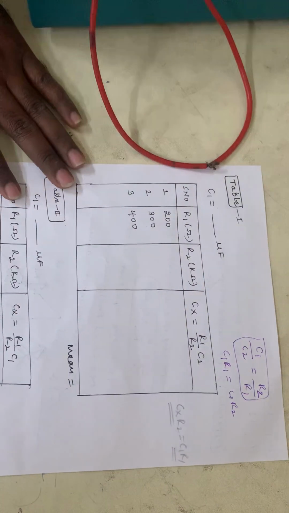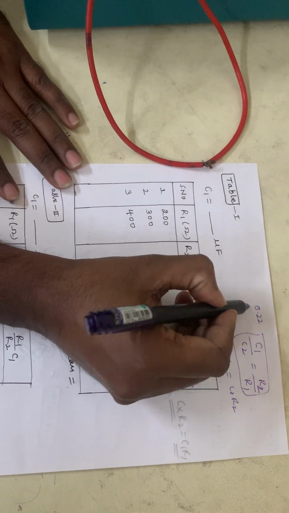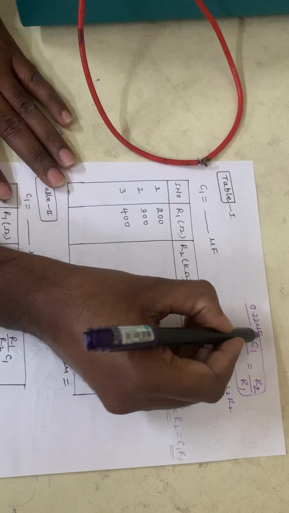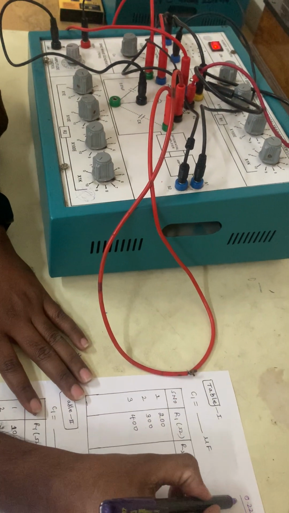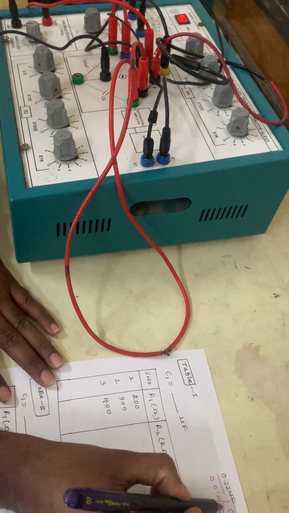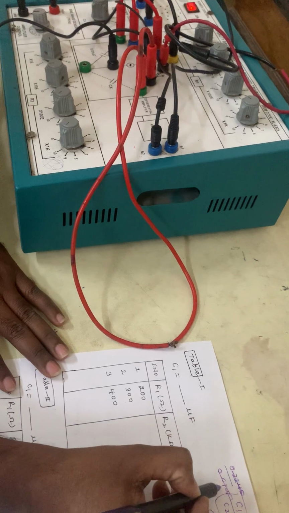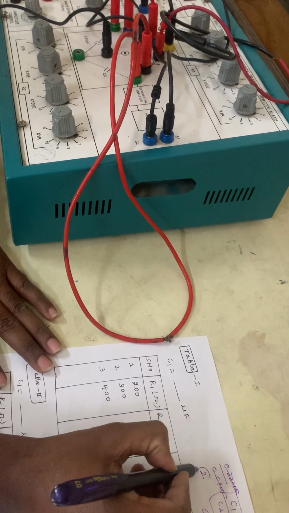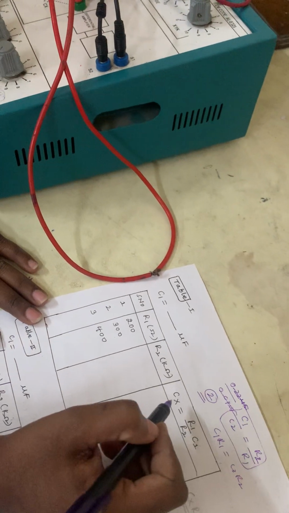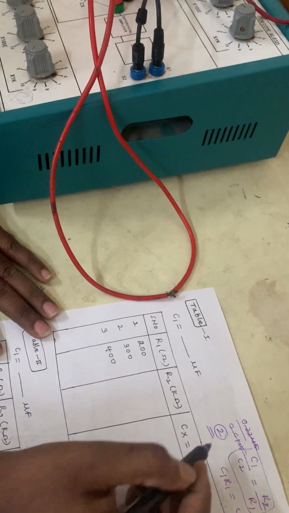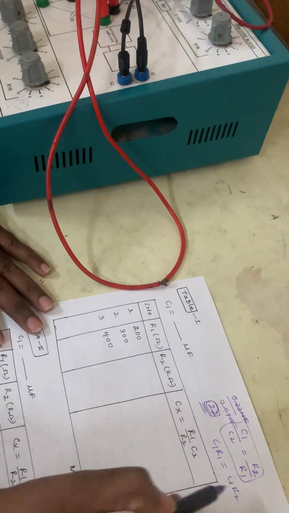So our Cx is equal to 0.22 microfarad divided by our fixed one, C1, 0.01 microfarad. This is the fixed one. Now you cancel it. How much are you going to get? You are going to get 22. How are you able to get the 22?